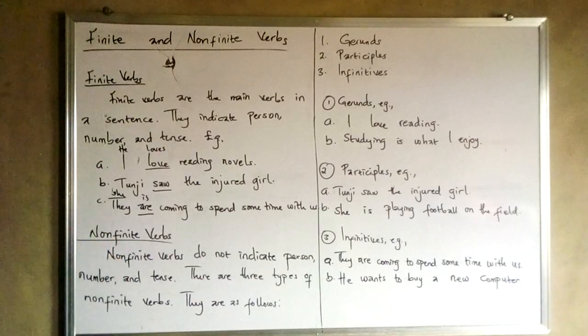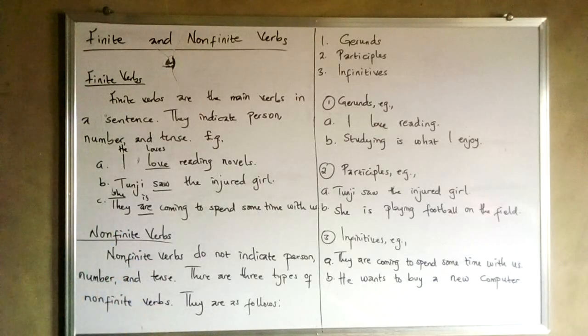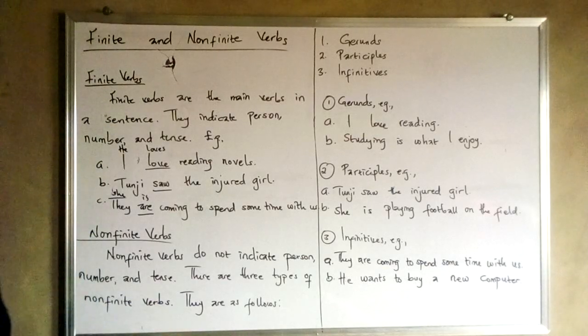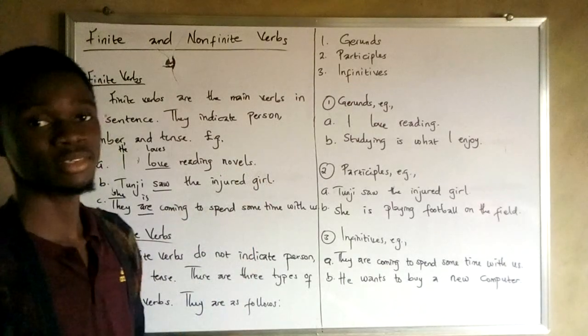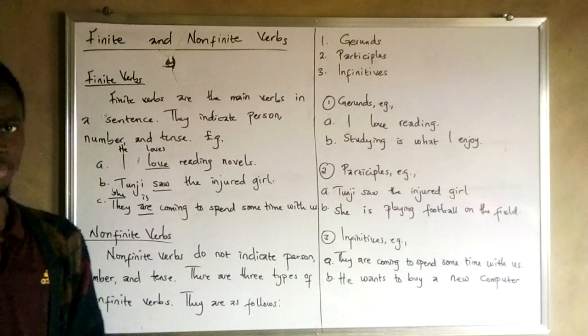Now, below we are having non-finite verbs. Non-finite verbs do not indicate person, number, or tense. There are three types of non-finite verbs, and they are as follows. Number one is gerunds. Number two is participles, and number three is infinitives.